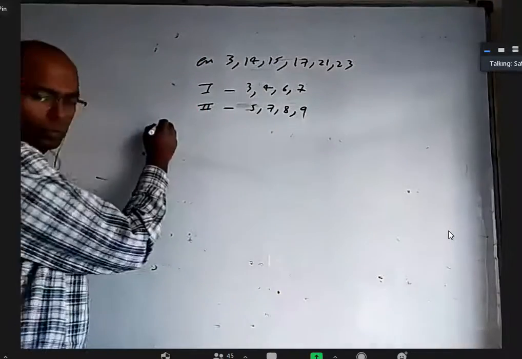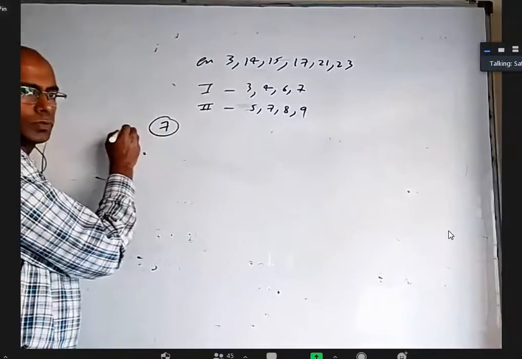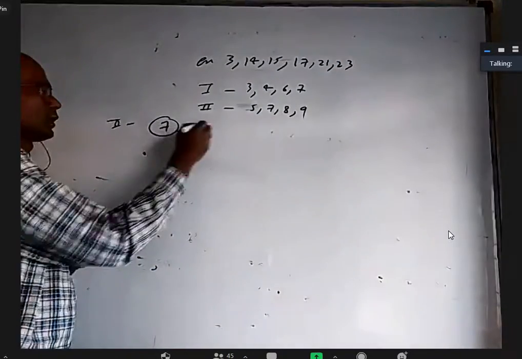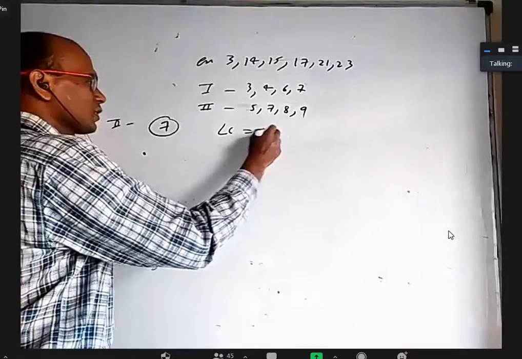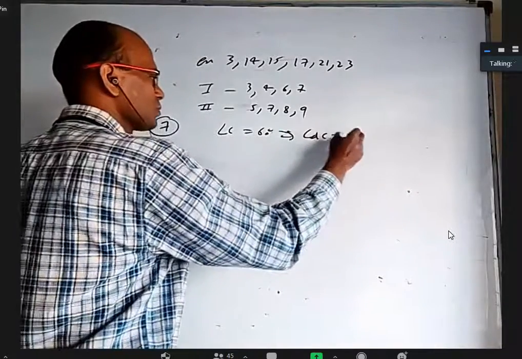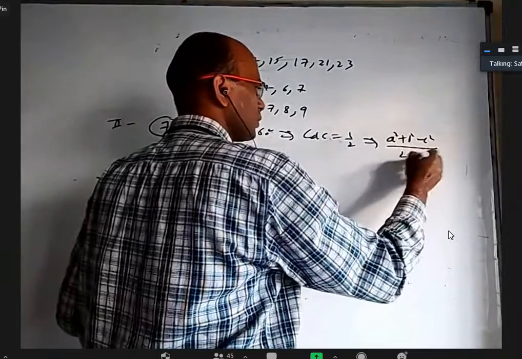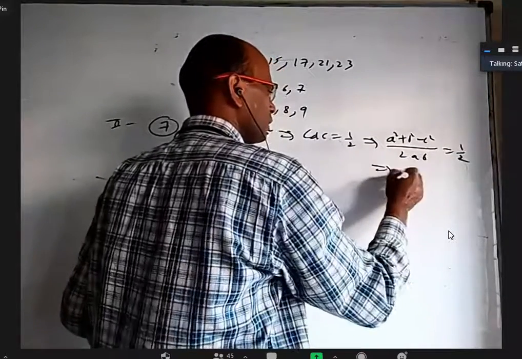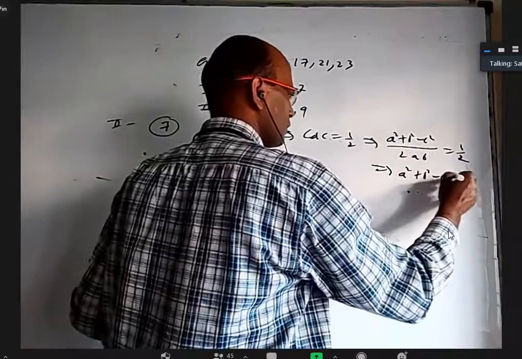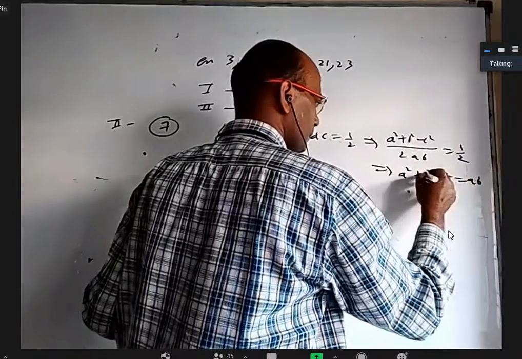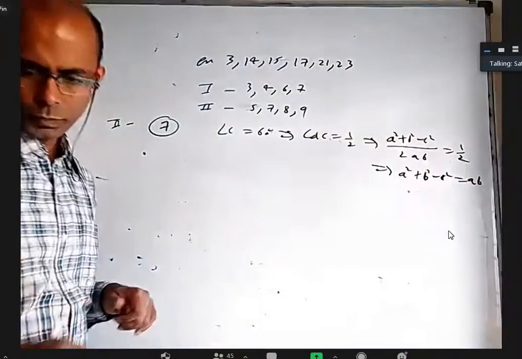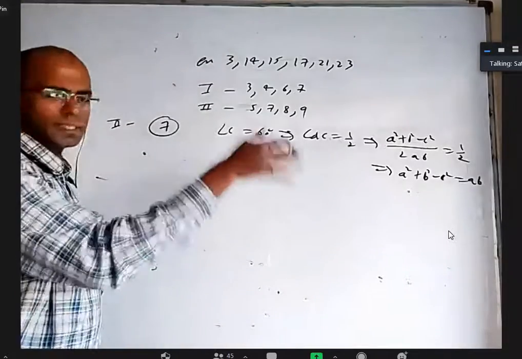Okay. So in the 7th question of section 2, they already gave angle C is 60. So from that cos C is 1 by 2. That is (a square plus b square minus c square) by 2ab is 1 by 2. You will get a square plus b square minus c square equal to ab. Now we'll use it somewhere or other.